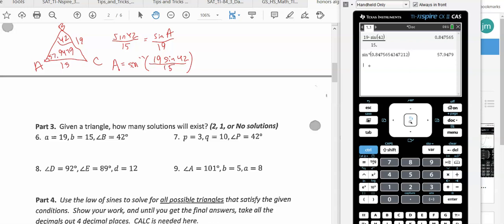Okay, so if I draw a second triangle, we'll call that A prime, B prime, C prime. Given information is the same, so 42, 15, and 19. But this new angle is the supplement of that. So what I'm going to do is 180 minus that angle is 122.05. Let's see. I want more decimals. How's that? Press enter.